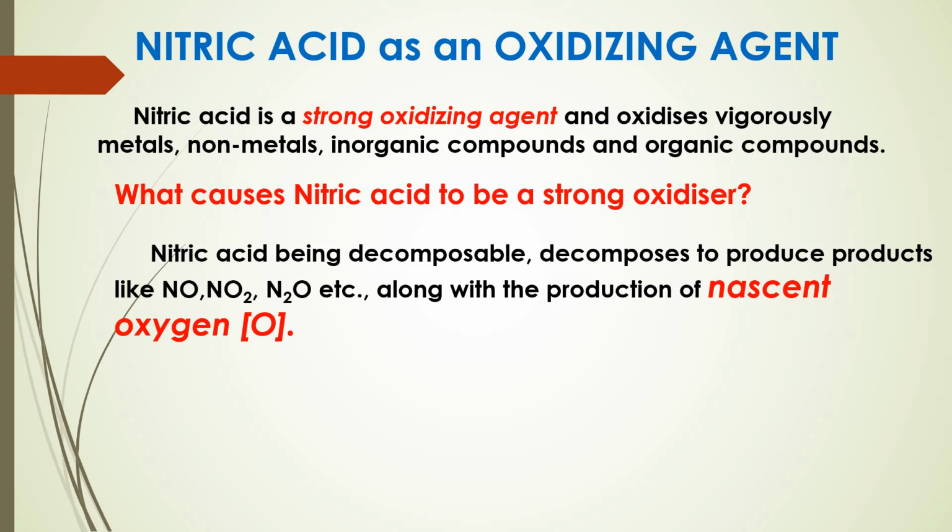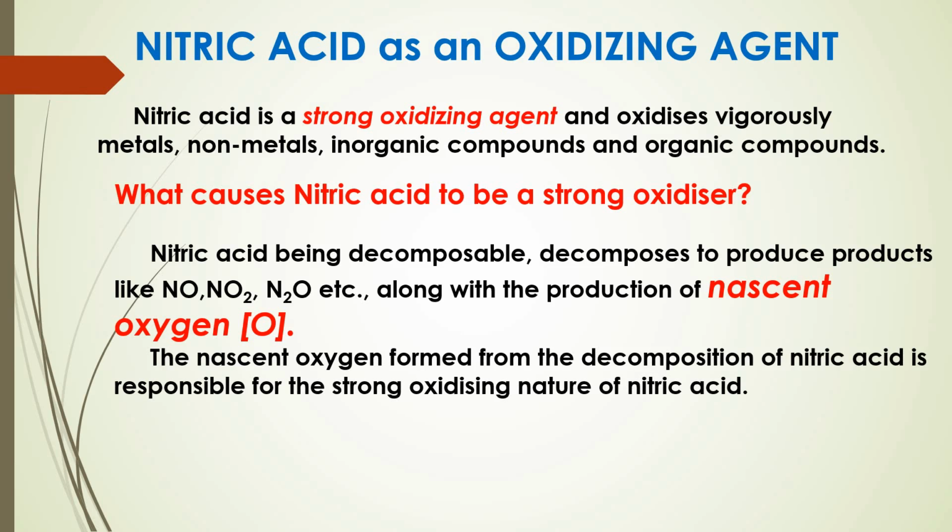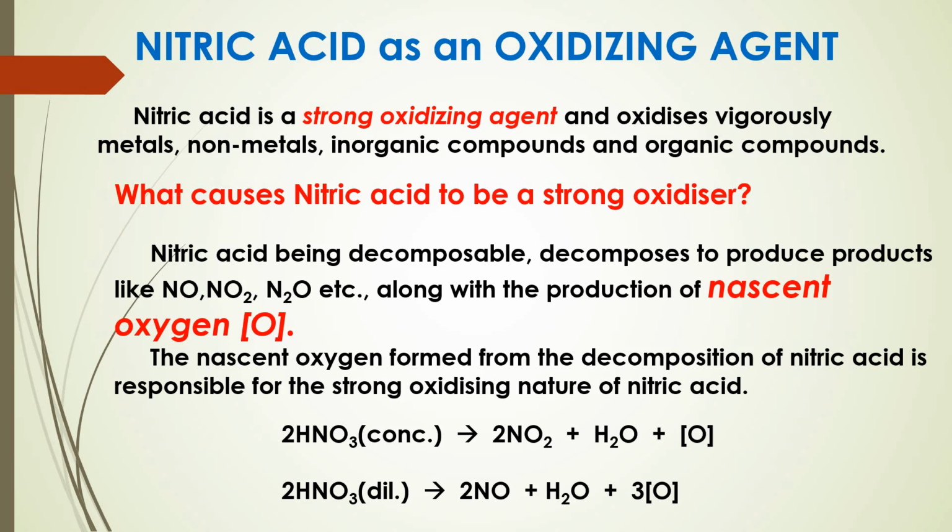So it is this nascent oxygen, a very important product formed due to decomposition of nitric acid, that gives the characteristic oxidizing property to nitric acid. The nascent oxygen formed from the decomposition of nitric acid is responsible for its strong oxidizing nature. Let's try to understand this decomposition. When we use concentrated nitric acid, it decomposes to produce nitrogen dioxide gas along with water and nascent oxygen. Whereas dilute nitric acid decomposes to produce nitric oxide gas along with water and nascent oxygen.